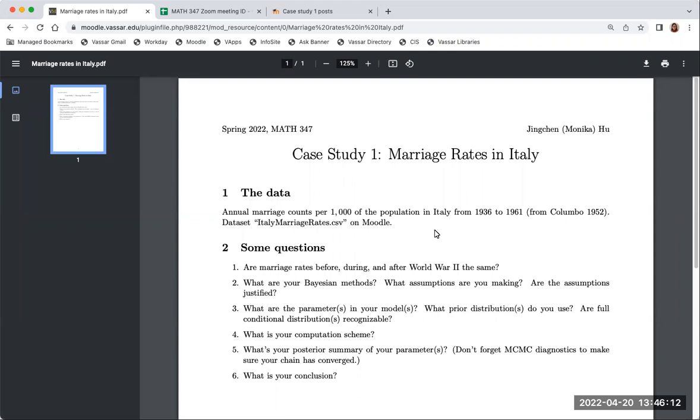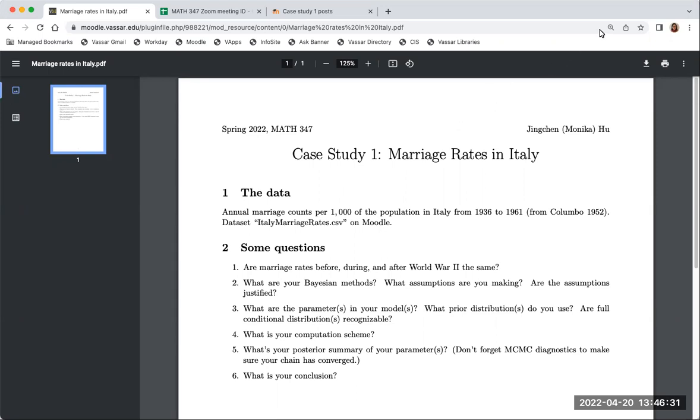So we're going to come back and then invite volunteers to discuss their case study approaches for the marriage rates in Italy. I was trying to say that what we got is marriage counts per 1,000 of the population from a particular 15 years of time. And the data is on Moodle.